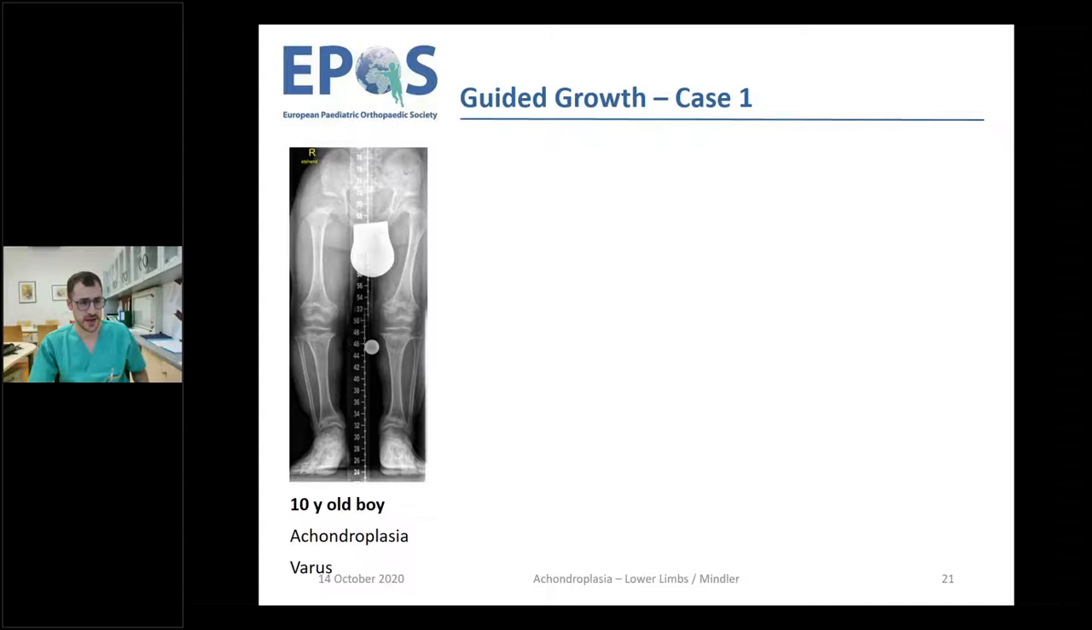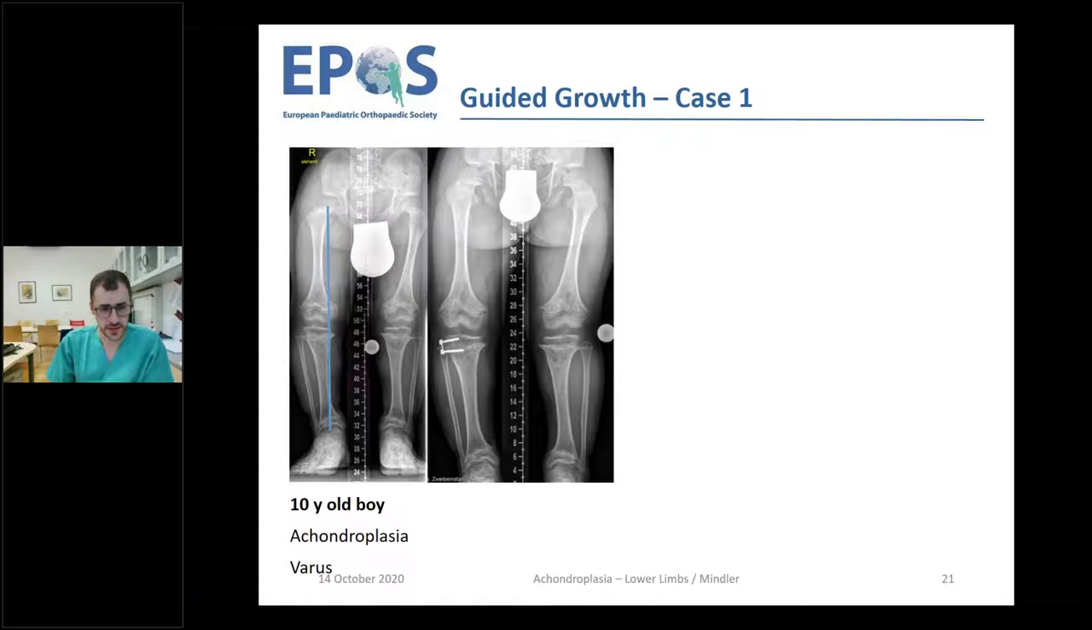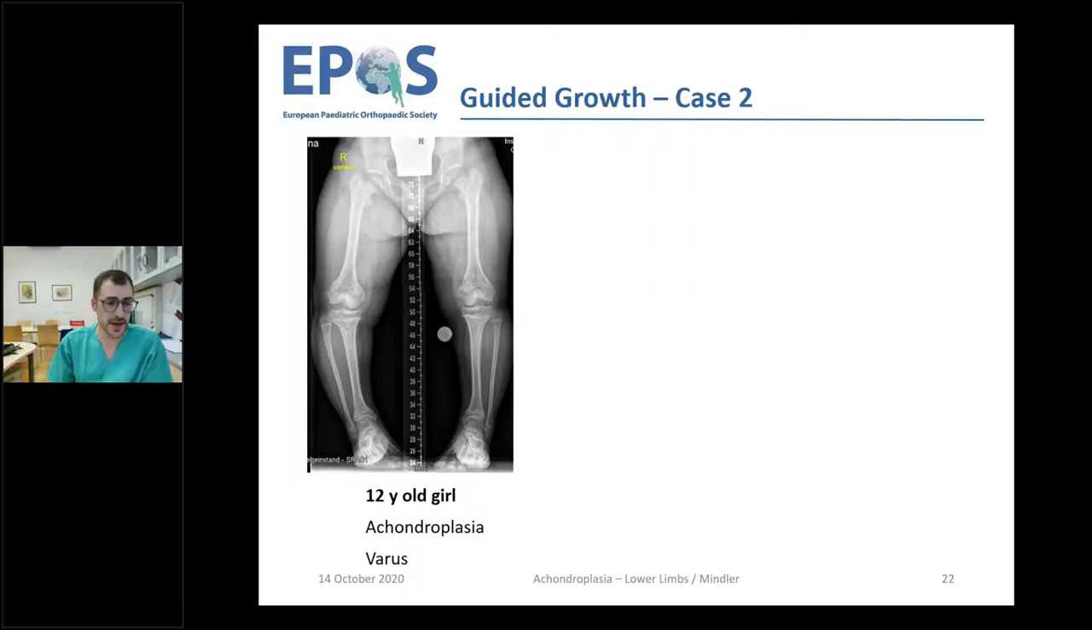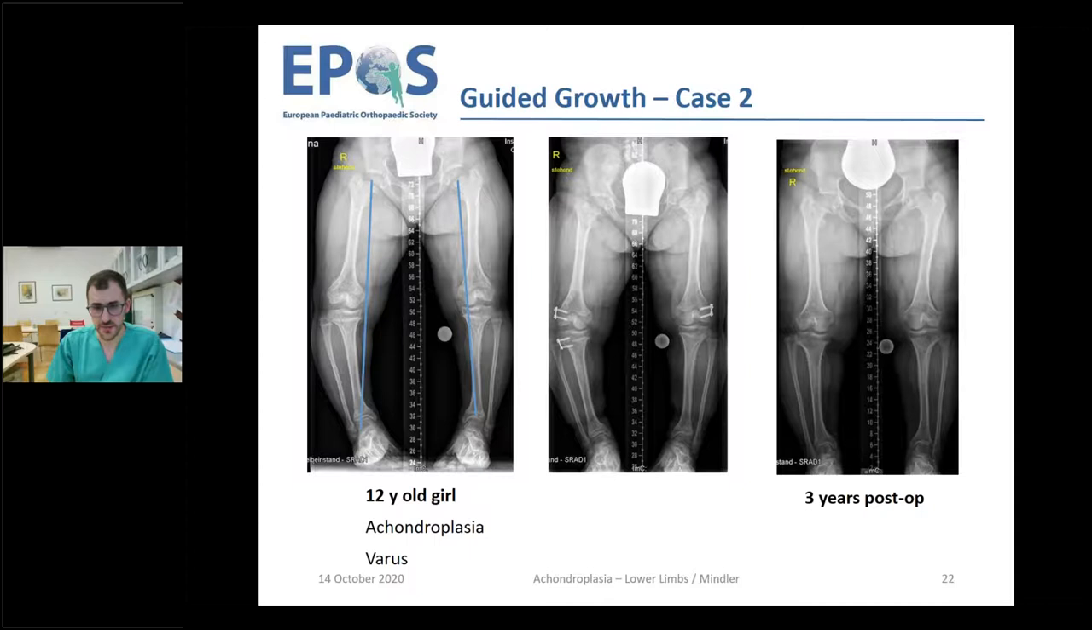This is a 10-year-old boy with achondroplasia with a varus deformity. We did a PediPlate on the proximal lateral tibia, and we waited 5 years for the correction of this varus deformity. So we really need growth, and we really have to start early in achondroplasia. This next patient is a 12-year-old girl with achondroplasia. We had a more severe varus deformity. Again, a minimally invasive option is guided growth. And 3 years postoperatively, we have an incomplete correction on the right side, and the left side was okay.